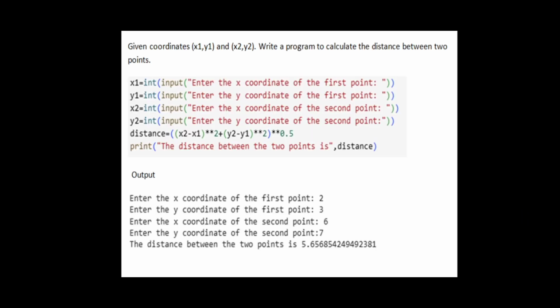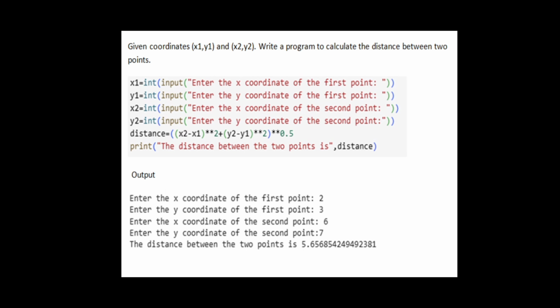This is my first program. Given coordinates x1, y1 and x2, y2, write a program to calculate the distance between 2 points. Now enter the x coordinate of the first point.